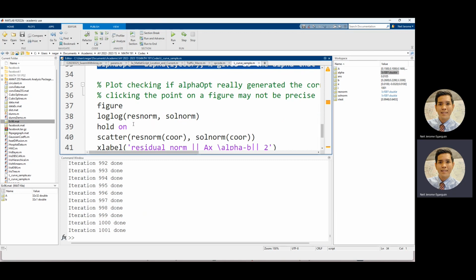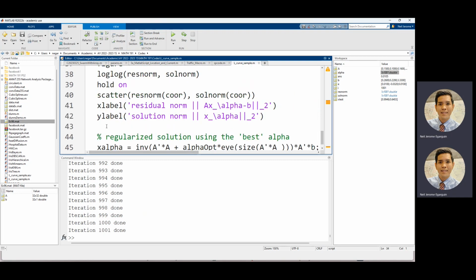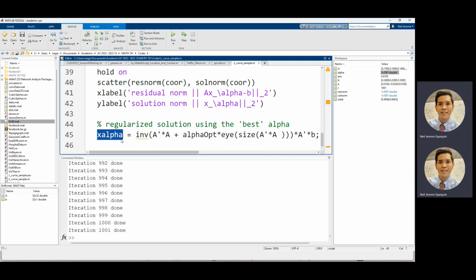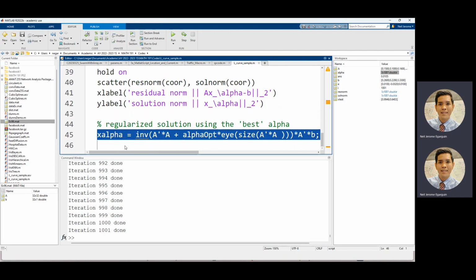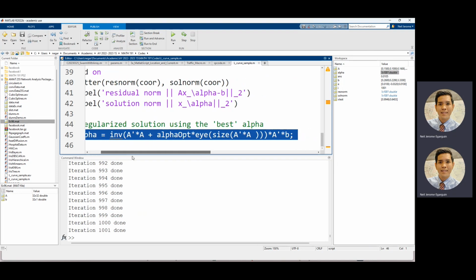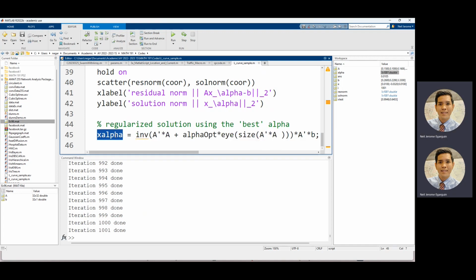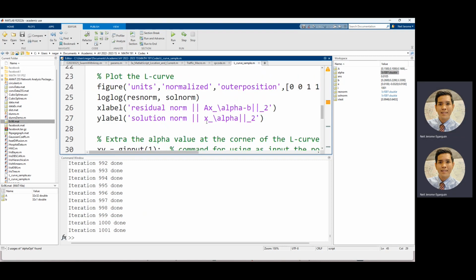Okay. And then there are some additional lines here, but essentially the code will end up with the X alpha. This is our optimal solution with respect to the L curve, right? Now the final solution will be stored in the vector X alpha, and the optimal alpha among the thousands of candidates that we put forth will be called alpha optimal, right?